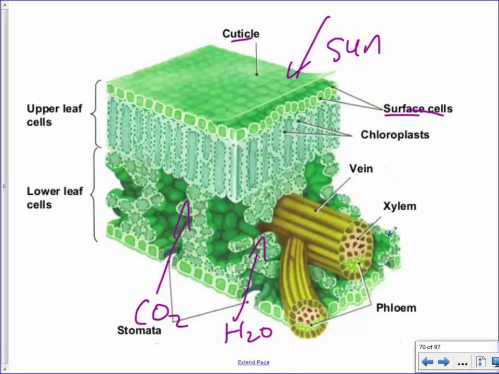Also within there, there's xylem and phloem. We have a name for that. We call those vascular tissues. It's kind of like your blood system, arteries and veins.